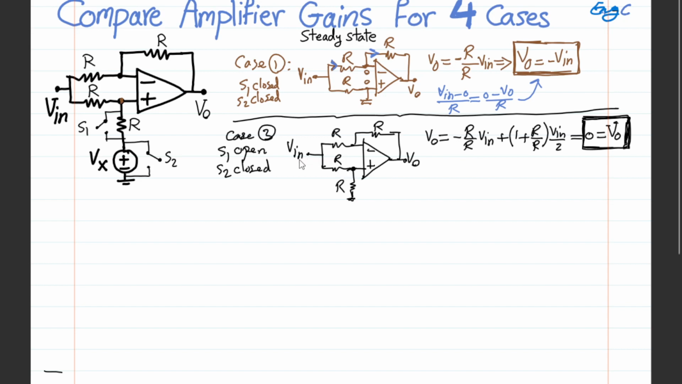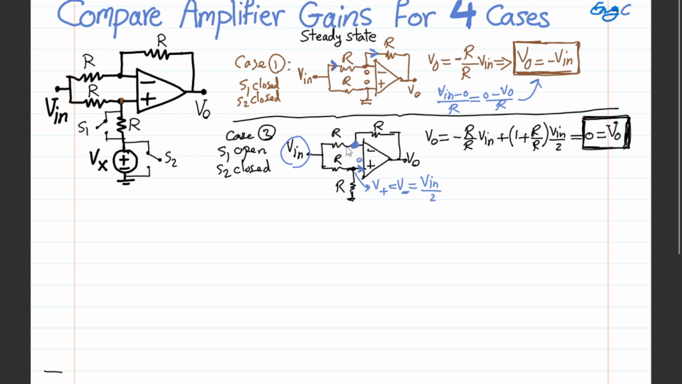So you have V in incoming, and nothing goes through the positive input terminal of the op amp because the input impedance of an ideal op amp is infinite, so the current here is 0. Now, there is a simple voltage division between R and R, so no wonder that V positive, which should be equal to V negative because of the virtual short, is V in over 2. Now, the voltage here is V in over 2 as well.